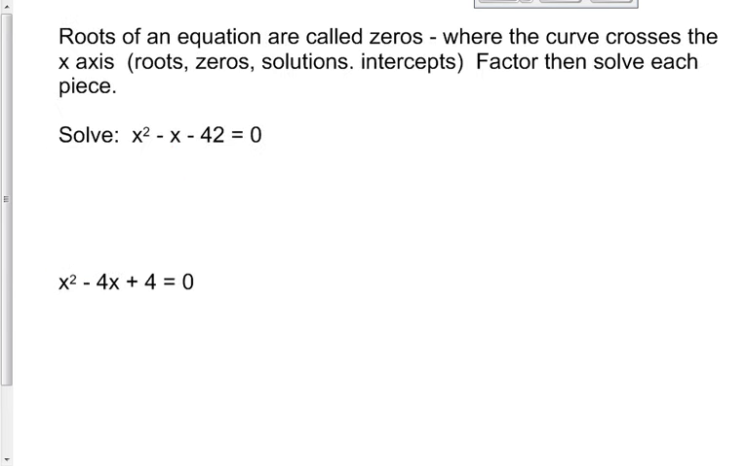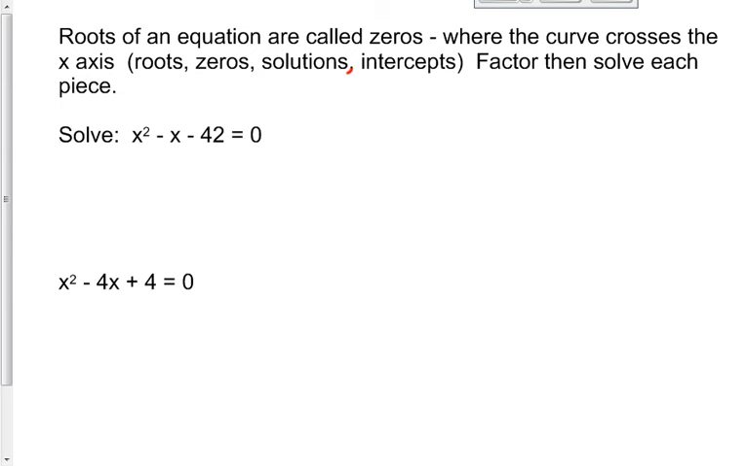Roots of an equation are called zeros. This is the place where your curve crosses the x-axis. That term, roots or zeros or solutions or intercepts, every single one of these words is interchangeable. So you'll hear me mention these words all the time. If you're looking for solutions to an equation, you're looking for the zeros of an equation, you're looking to find the roots or the intercepts. They all mean the same thing.